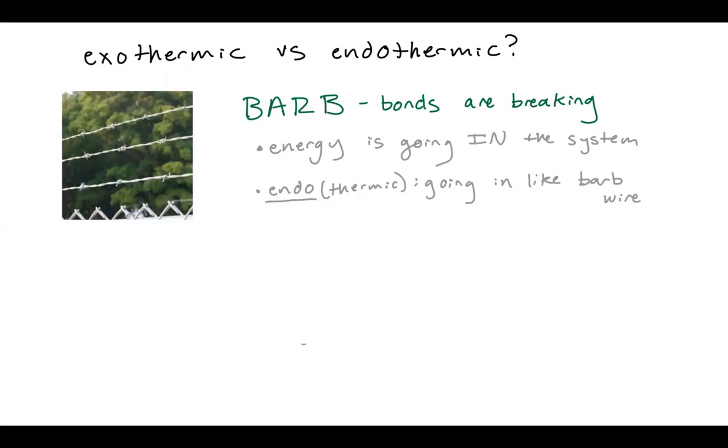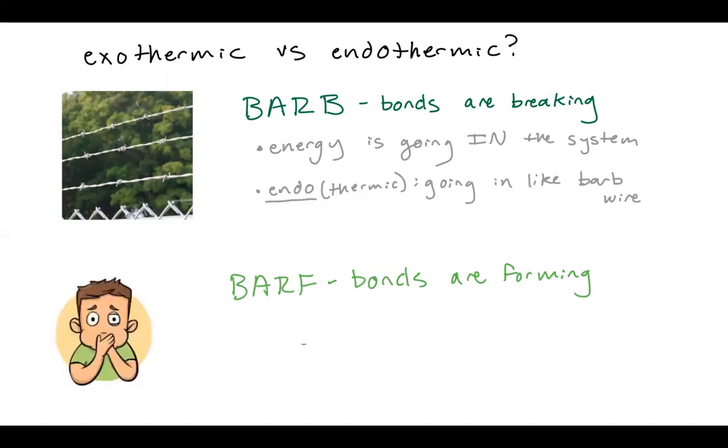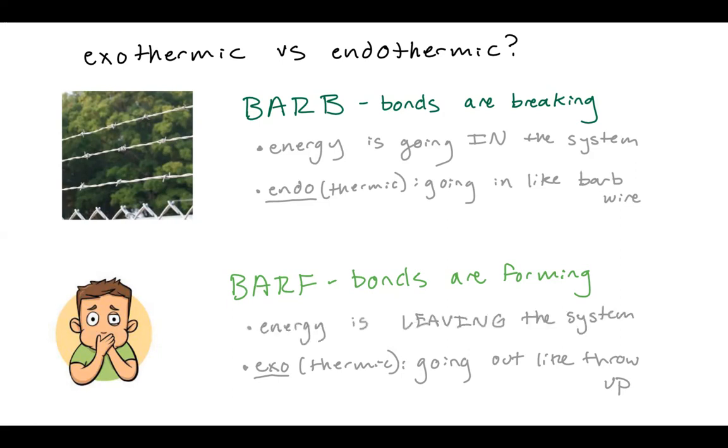So BARB stands for bonds are breaking, which would be the very first step, right? And it also shows us that our energy has to be positive because our energy is going into the system. Now, the other end of the story is BARF. Bonds are forming. Okay? You can think of that as someone just obviously throwing up. When we think about this, think about exo, right? Exo means it's going out, exit, it's going out, like throw up. So you can think of BARF, bonds are forming. And again, the energy is leaving the system, so that energy is negative.